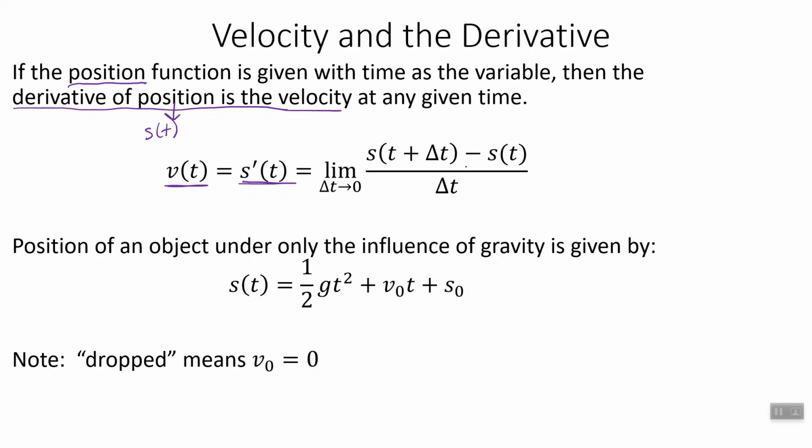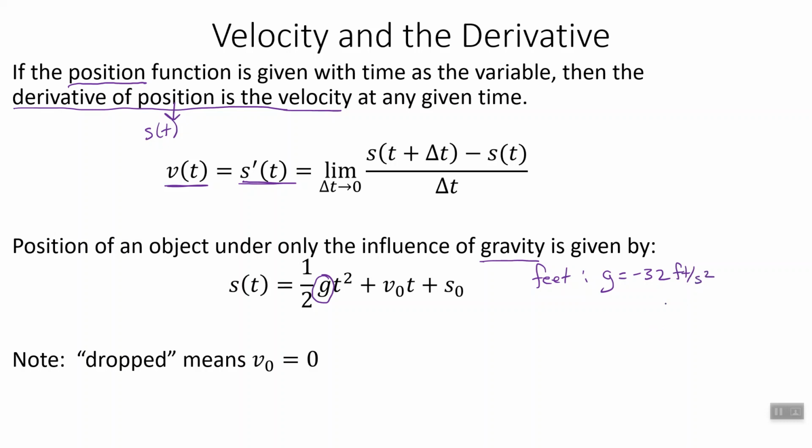That's exactly what we're doing on the other page. All right. Position of an object under the influence of gravity. So only gravity. Here is our gravitational constant right there. If we are working with feet, then g equals negative 32 feet per second squared.